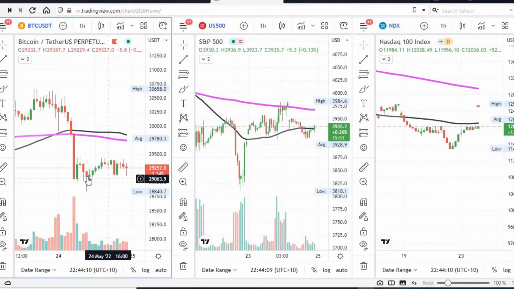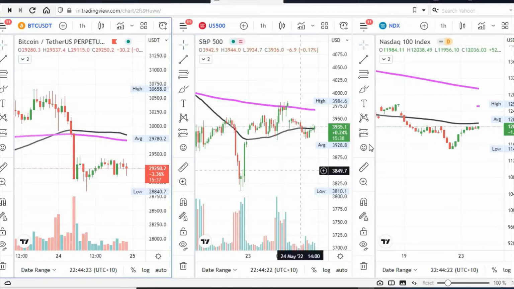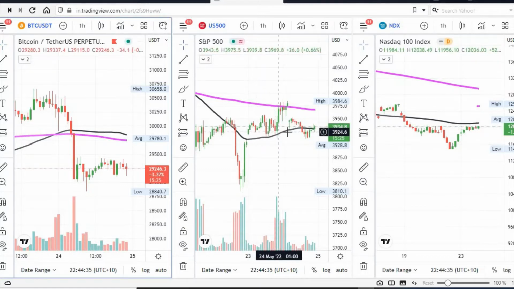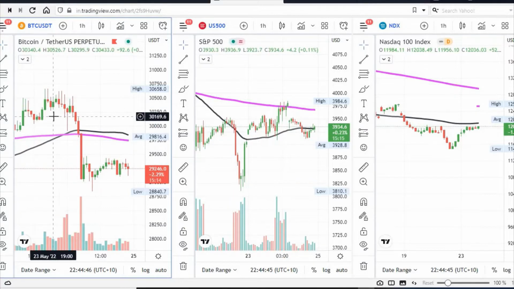If we compare Bitcoin with S&P 500 and NASDAQ, in fact, Bitcoin has underperformed a little when compared to US 500 and NASDAQ. NASDAQ just did this yesterday. The whole trading day was almost sideways for NASDAQ. S&P 500 was a little volatile, but it is also trading in a little stable manner. Let's see the case of Bitcoin.